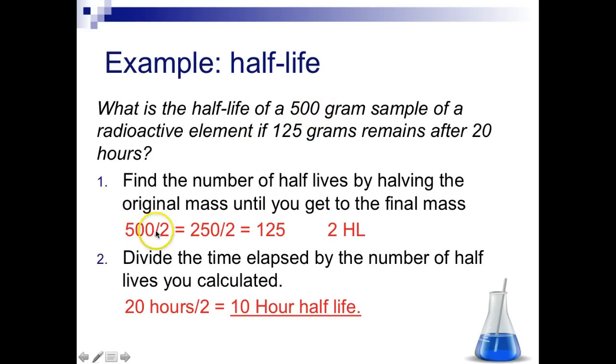Well, the first time we cut 500 in half, we get 250. That's not 125, so we have to cut it in half again. So we cut 250 in half, and we get 125. That is how much of our radioactive element remained after the 20 hours. So it took us 2 half-lives. We had to cut that in half twice in order to figure that out. Now, we know the total time was 20 hours, and in that 20 hours, 2 half-lives went by, so we can take 20 hours divided by 2, and we find that 1 half-life is about 10 hours.